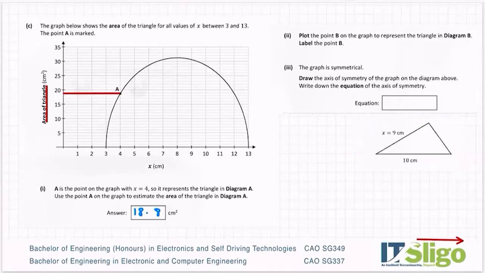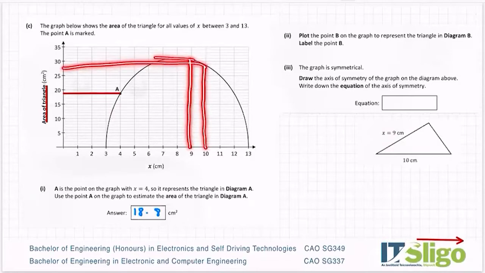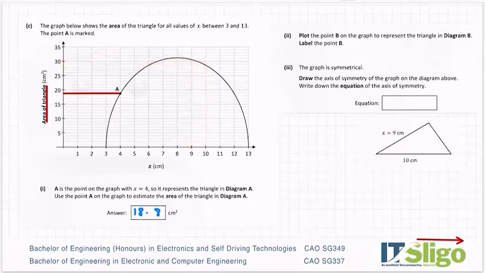Label the point. So what I have to do, because this is showing area of triangle, is get the area of the triangle, and whatever that area is, come across until I hit my curve. So we know that one of the sides is 9. We know one of the sides is 10. So I'm either going to come up here and go across, that's one way of doing it, or come across here. Slight differences between which one I take.